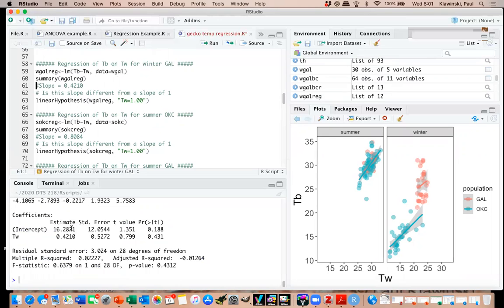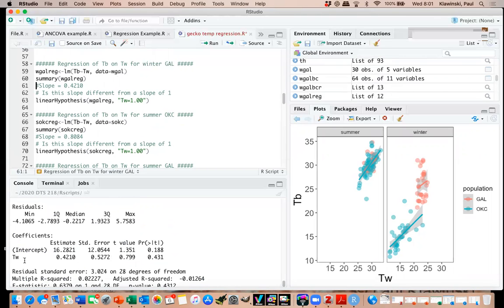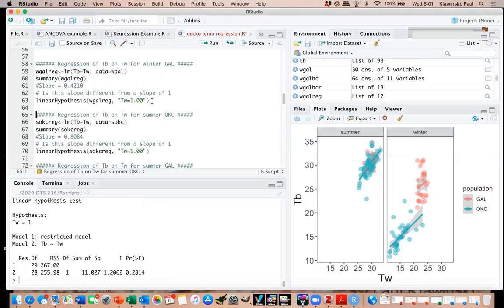we see two things. We see, one, that the regression isn't significant to begin with, which means that that slope is not different from a slope of 0. And when we test it against a slope of 1, it's also not different from a slope of 1. So basically, you can't distinguish between perfect thermoconforming and total lack of thermoconforming.